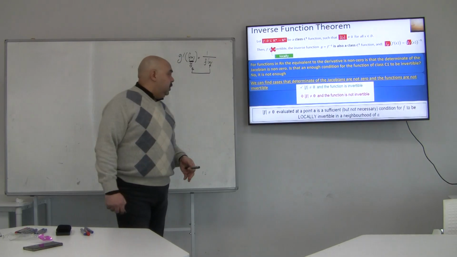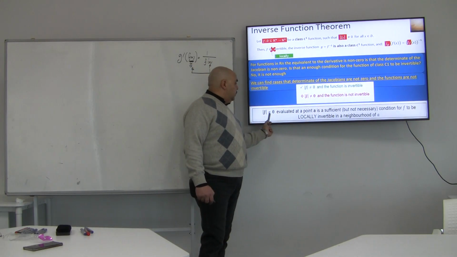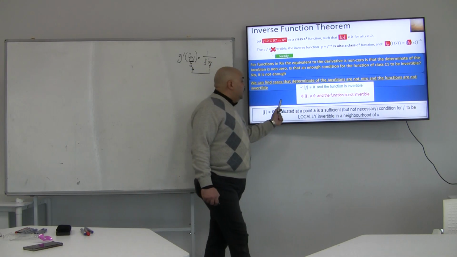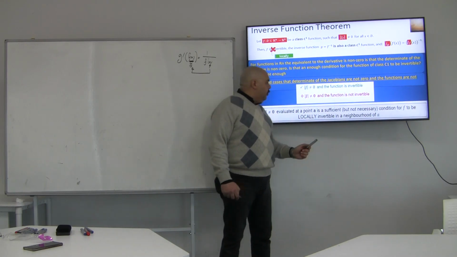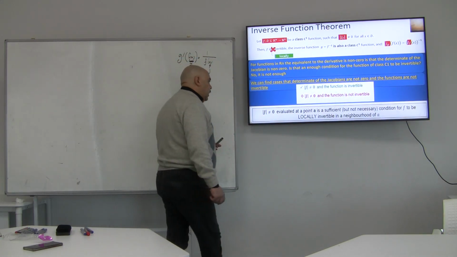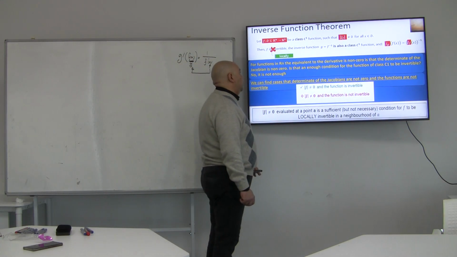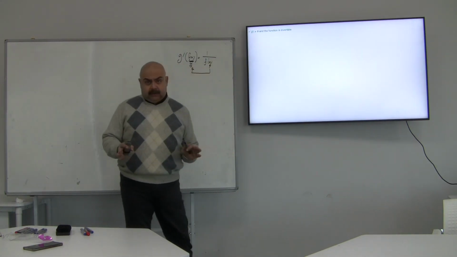So there are special cases after. The determinant of the Jacobian not equaling 0 is a sufficient condition, but not a necessary one, for f to be locally invertible in a neighborhood of a certain point. In order to show this, I will give you a couple of examples.